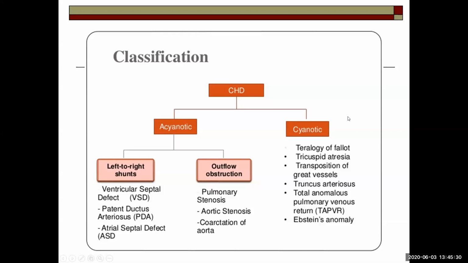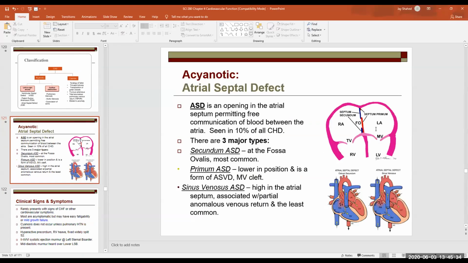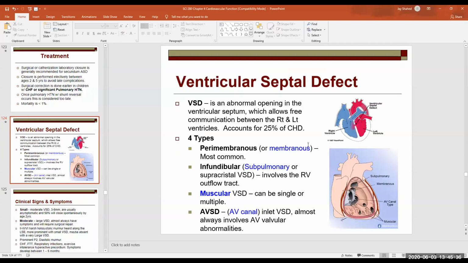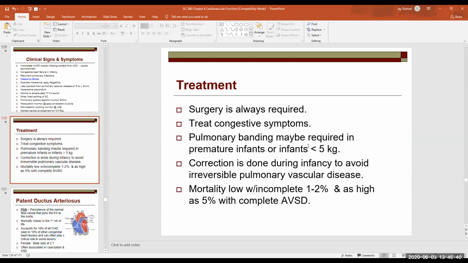Let me see here what we have. Yeah, because after the congenital heart disease, it will be EKGs, I think. And the EKG, I already covered some of it, but we're going to look at the arrhythmias basically in general.